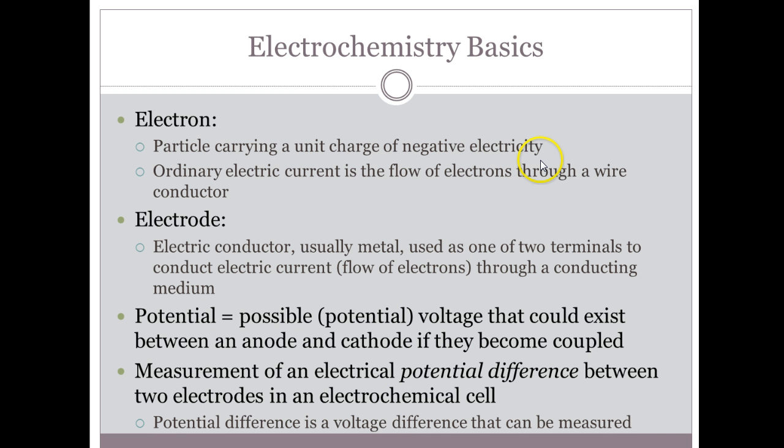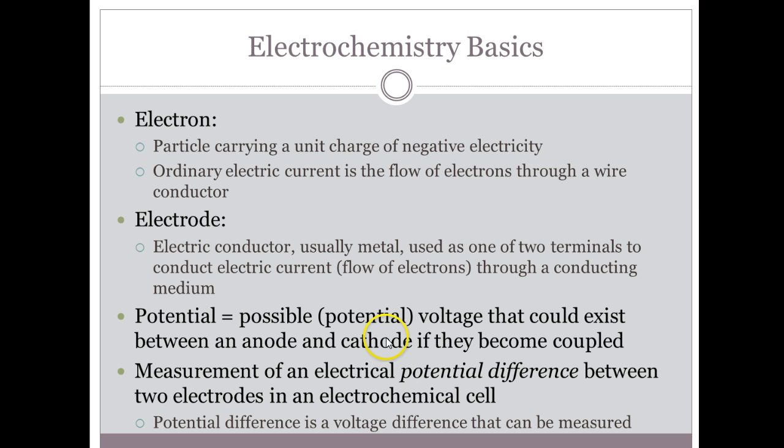All right, next is electrochemistry. Not only do we use spectrophotometry, turbidimetry, etc., we use electrochemistry quite a bit. It's very fast, and it gives a physician a result super quick. You need to know the difference between an electron and an electrode. An electron is a particle carrying a unit charge of negative electricity. An electrode is something you'd find, let's say, in a battery. An electric conductor, usually metal, used as one of two terminals to conduct an electric current through a medium.